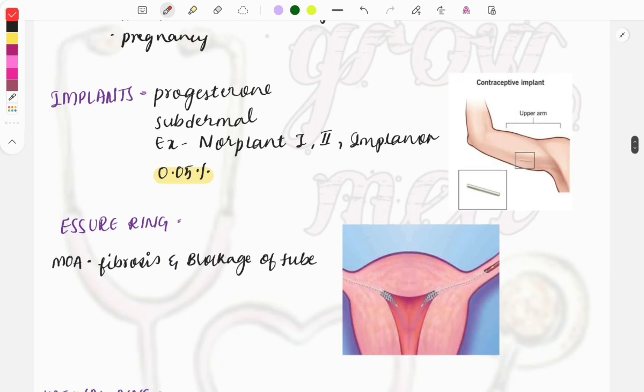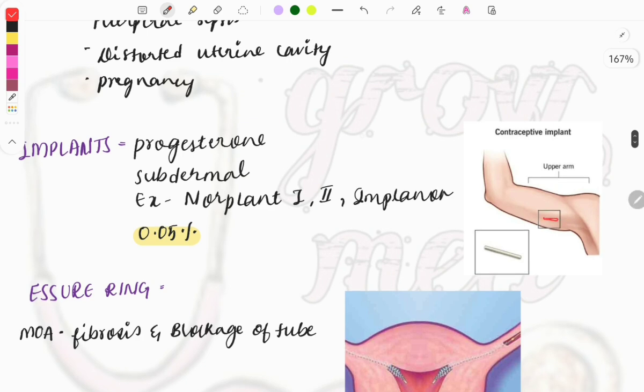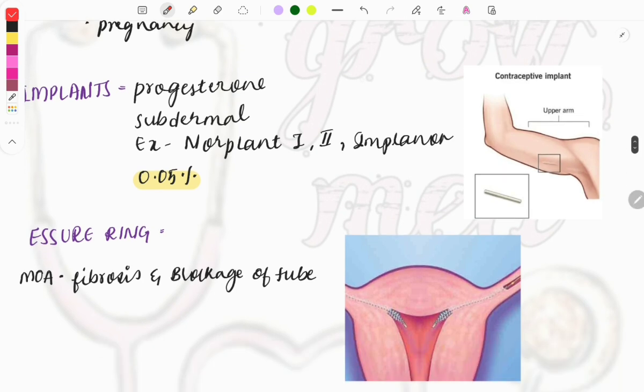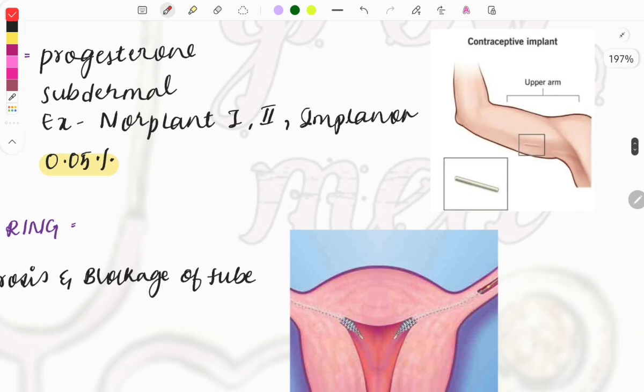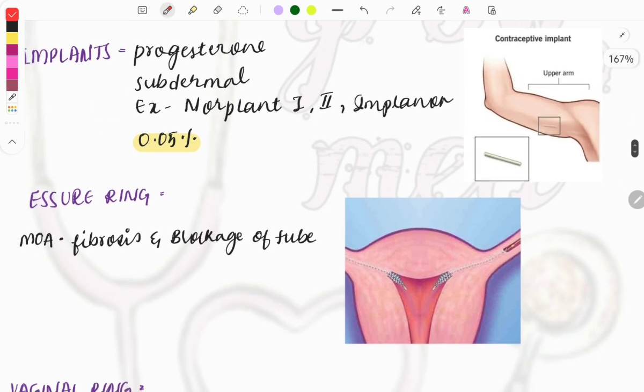Now let's discuss the implants. So implants are the subdermal implants which are inserted here under the arm, and they also will be releasing the hormone progesterone. Examples are Norplant 1, 2 and Implanon. Not that much important, but I think an image-based question was asked on this implant. They had given the image and asked what type of contraceptive it is. So it is the implant.